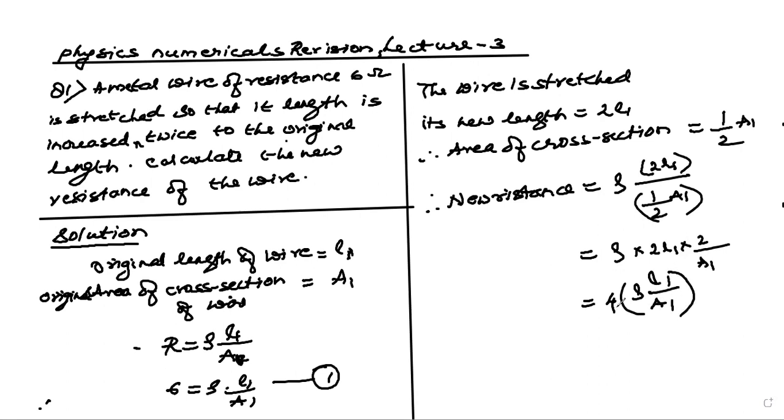But what is it? Rho into L1 upon A1, you can see it, children, that is 6. So it becomes 4 into 6. Can I say from 1? And what will happen, children? Please have a look here. So naturally, this is becoming 24 ohms. So what is the new resistance, children? New resistance is 21 ohms.